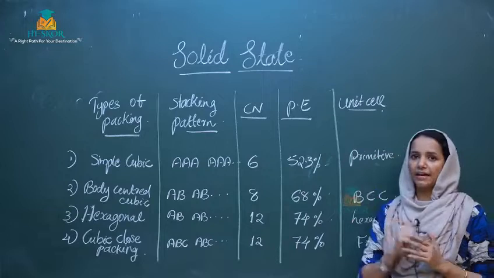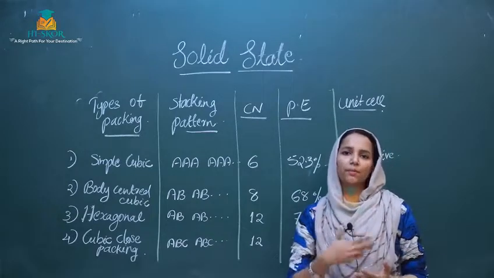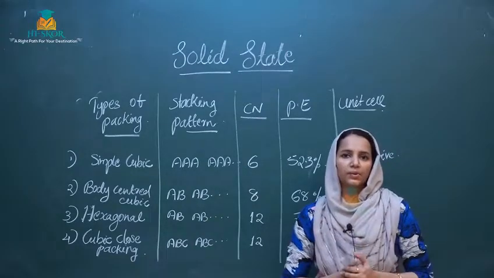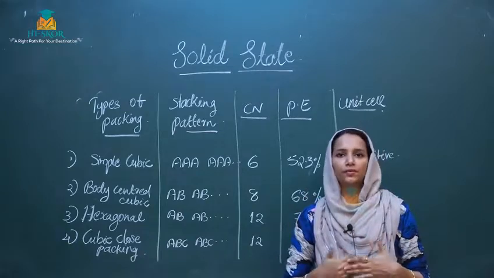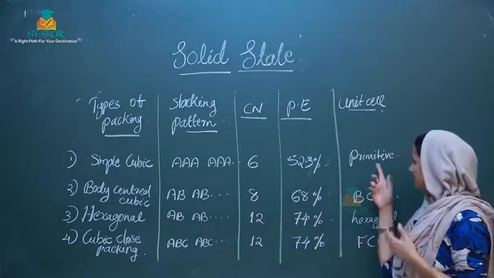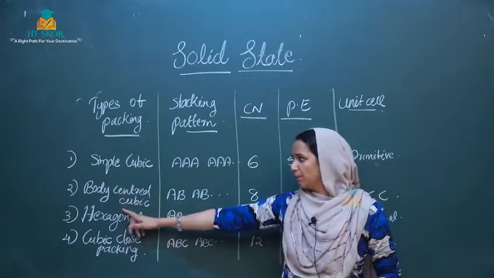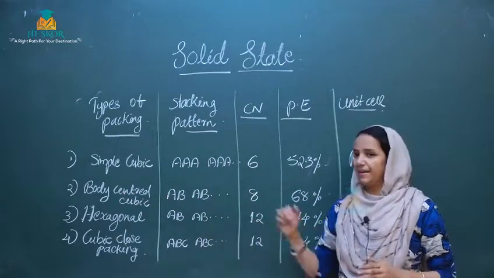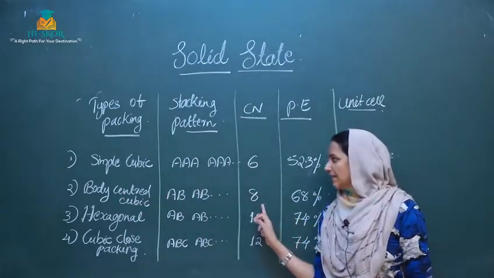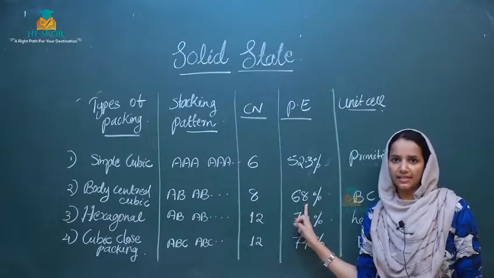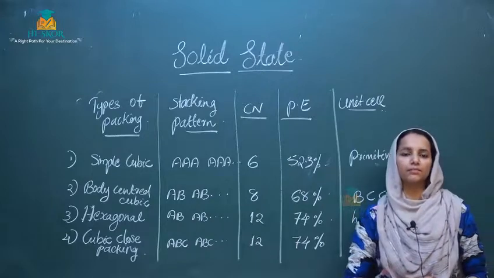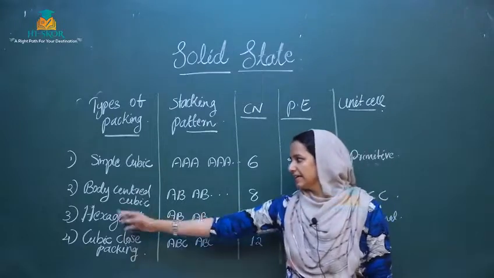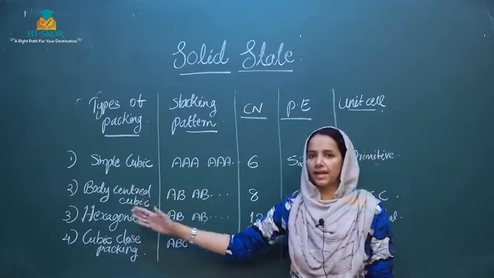52.3%. And what is the type of unit cell present in simple cubic? You know, primitive. While taking the number of particles per unit cell, I told you what are the types of cubic lattices. So here the unit cell present is primitive, and the second type is body centered cubic. And here the stacking pattern is AB type, and also the coordination number here is 8, and packing efficiency is 68%, and here the unit cell present is body centered cubic, yes, we can call it BCC. And the third type is hexagonal close packing in 3 dimensions.